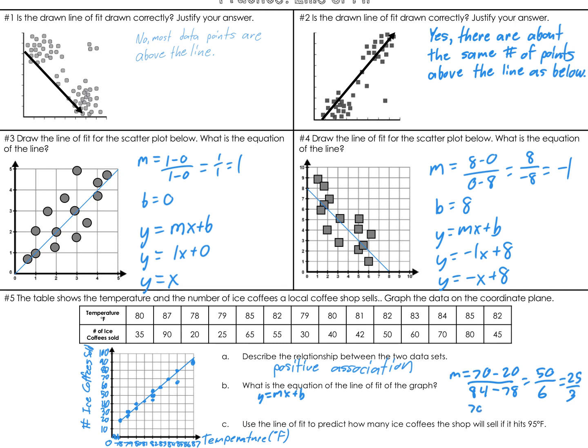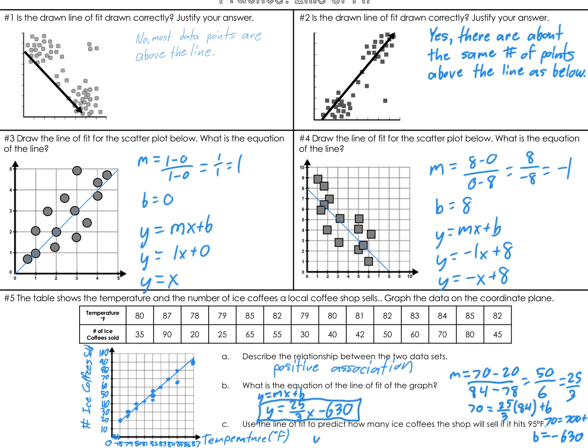Now, to get our b, we will need to know where the line crosses the y-axis at 0. To do that, we are going to plug in what we know. So we'll pick a point. Let's just do 84, 70, and we're going to plug in our x and y as well as our slope. Then we will solve for b and get b is -630. So y is equal to 25/3x minus 630.